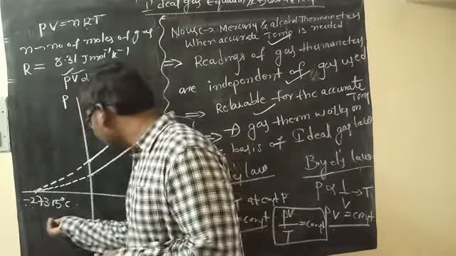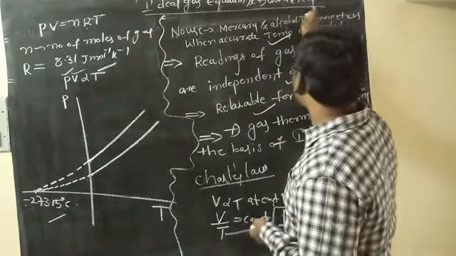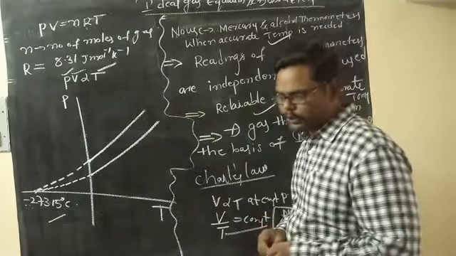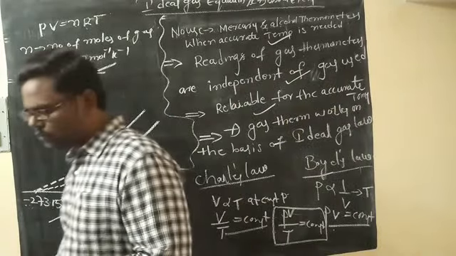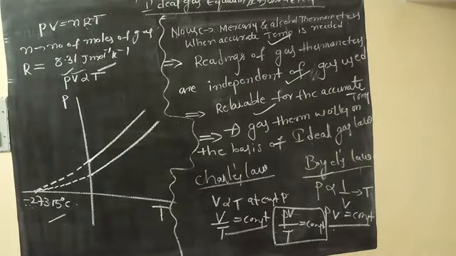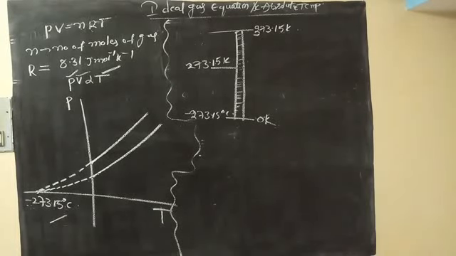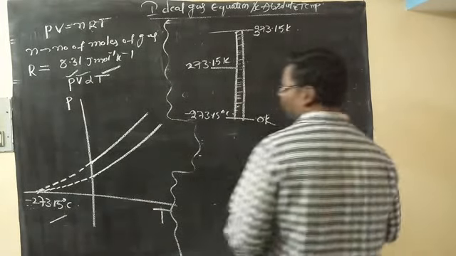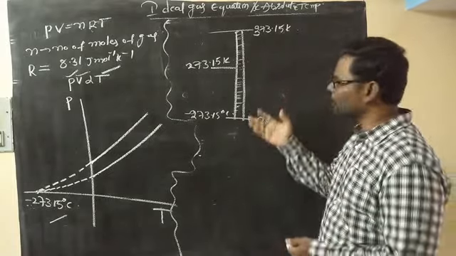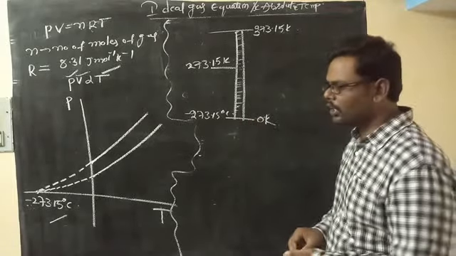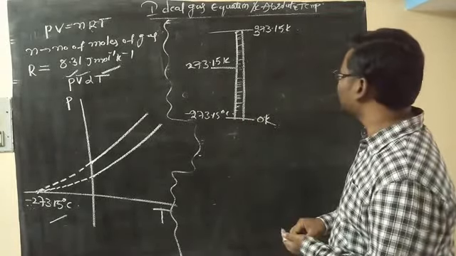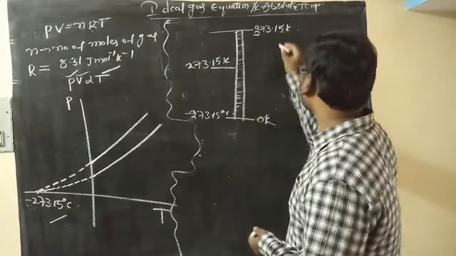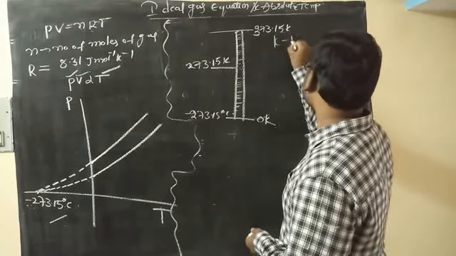Now let's come to absolute temperature. What is meant by absolute temperature? Here I have given a new scale. That new scale is known as the Kelvin temperature scale.